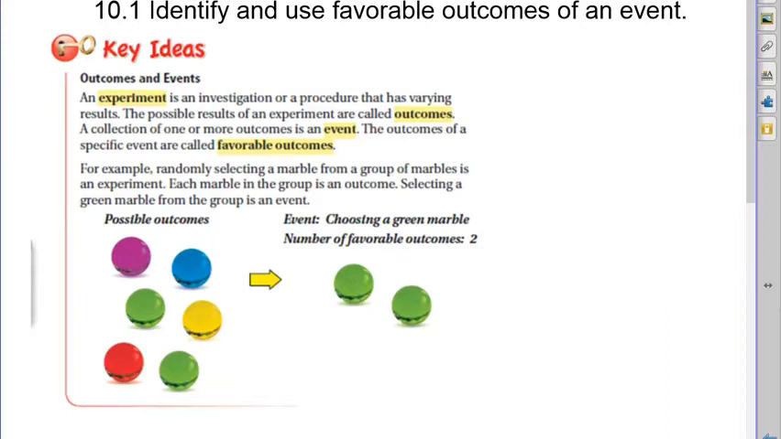An experiment is an investigation or procedure that has varying results. The possible results of this experiment are called outcomes. So, outcomes are the results of an experiment. A collection of one or more outcomes is an event. The outcomes of a specific event are called favorable outcomes.